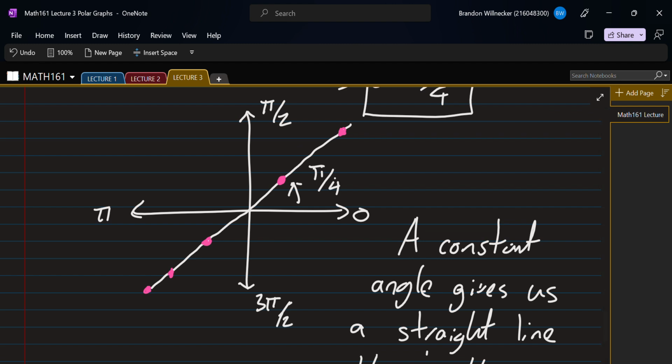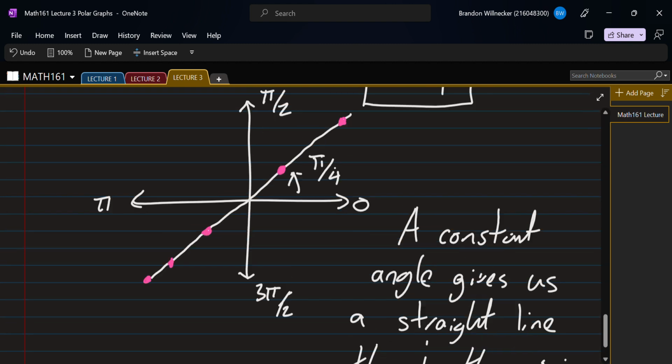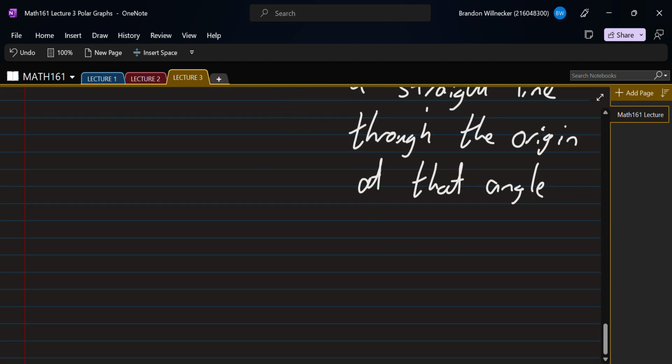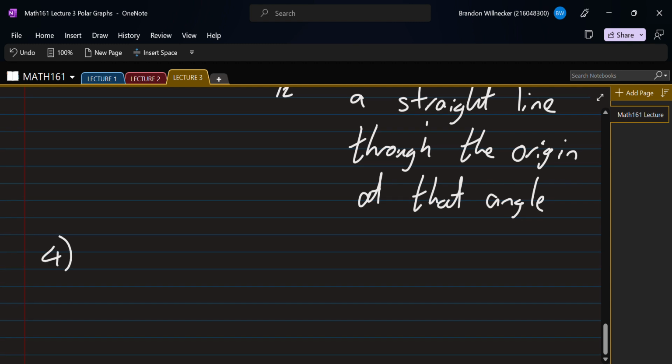All right, any questions on that? Okay, let's do something a little bit more complicated. So number 4, y is equal to x squared plus x plus 1. Okay, so we've got a parabola, different to the one that we had before, so it's a bit more complicated. What does this look like in polar form?